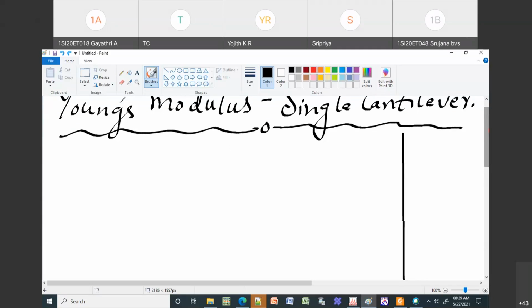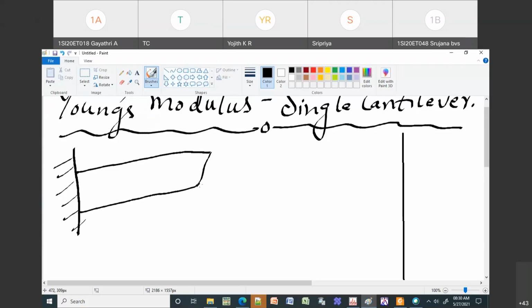As it is already written here, we are going to use something called a single cantilever. What is a single cantilever? A single cantilever is a beam where you fix one end of the beam. So this is your beam. I'm going to fix one end and the other end is free. You can apply the load on this free end, so then it becomes a single cantilever. So you apply the load here. That is how you do the experiment.